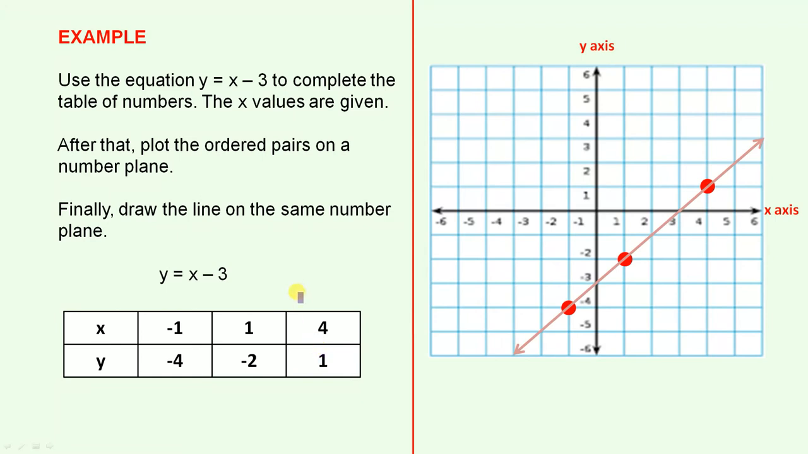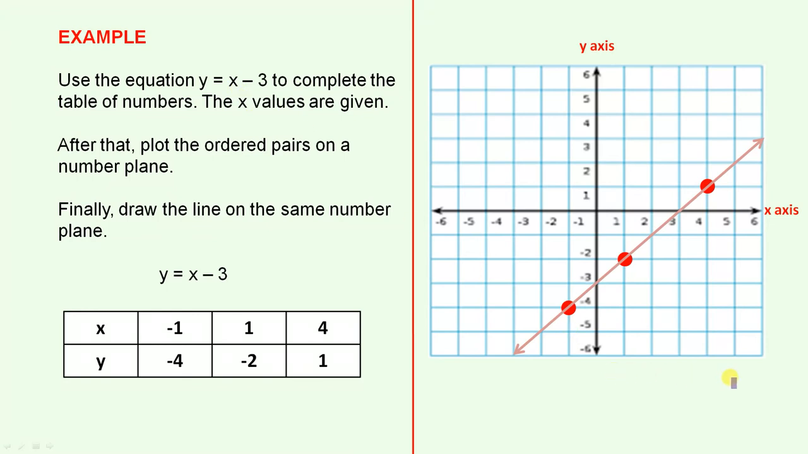Then we have to plot the ordered pairs on a number plane. So here's minus 1, minus 4. There is 1, minus 2. And here is 4, 1. And finally, we join them up, and that gives us the line, which also shows a relationship between x and y in that particular equation.